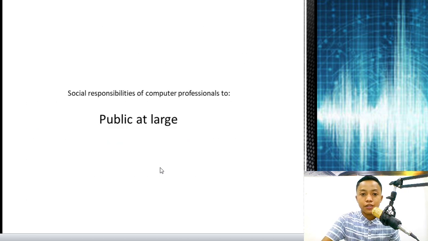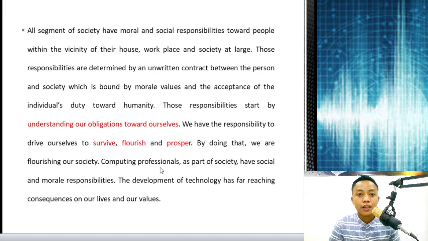Atin po, ito po ay responsibility ng as a computer professionals. Ano po ito? All segments of society have moral and social responsibilities toward people within the vicinity of their house, workplace, and society at large. Those responsibilities are determined by an unwritten contract between the person and society, which is bound by moral values and the acceptance of the individual's duty toward humanity.